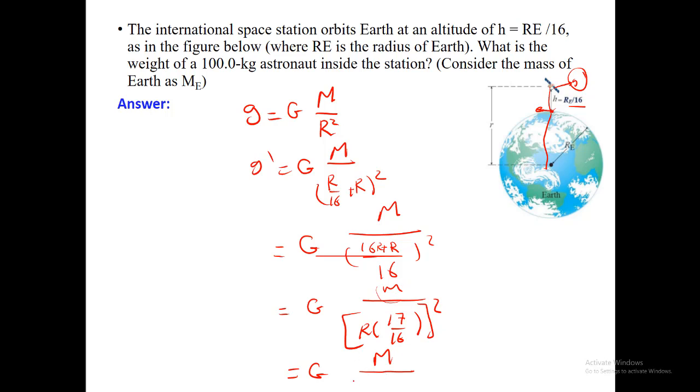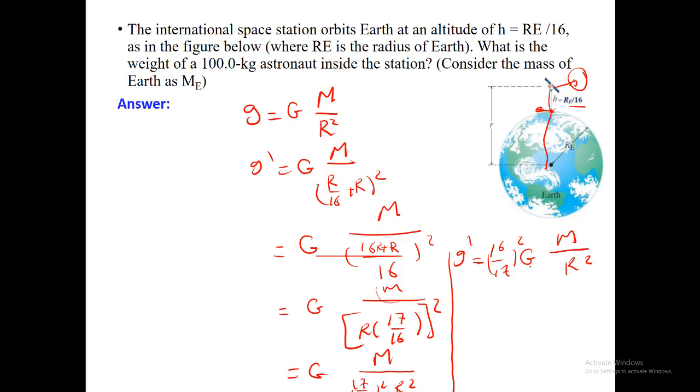Below it will be 17 over 16 squared multiplied by r squared. Solving this, guys, it equals 17 over 16 squared in the denominator, so we reverse it. It should be 16 over 17, the whole squared, multiplied by G, multiplied by M divided by r squared. That's the acceleration of gravity at that height, at the new height. It equals 16 over 17 squared times G M capital divided by r squared.